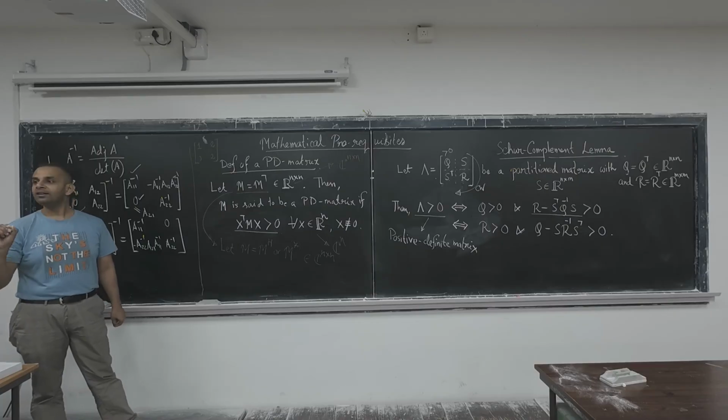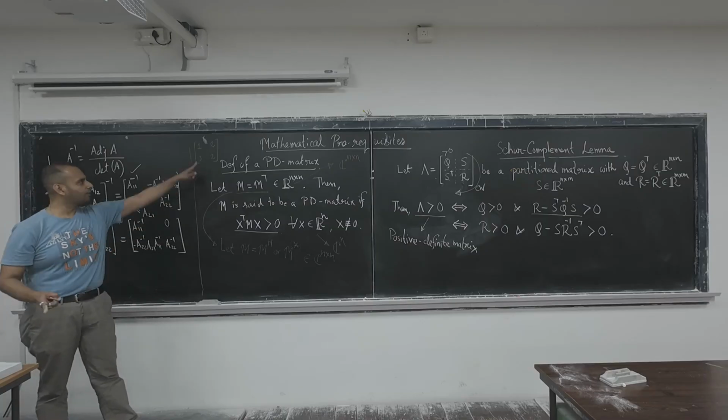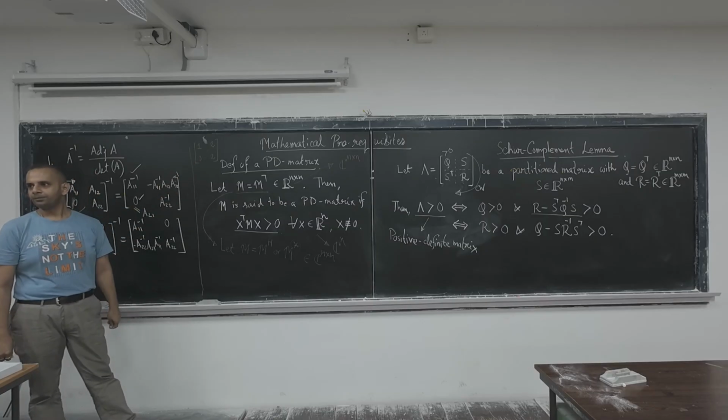Please underline the word sufficient. Why? Because even if it is not there, still we can get real eigenvalues. This is an example. So that's why symmetry is not a necessary condition for getting real eigenvalues. It's a sufficient condition.